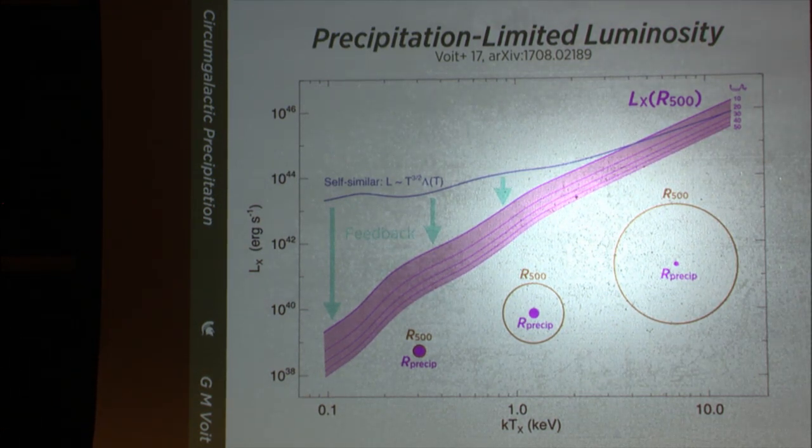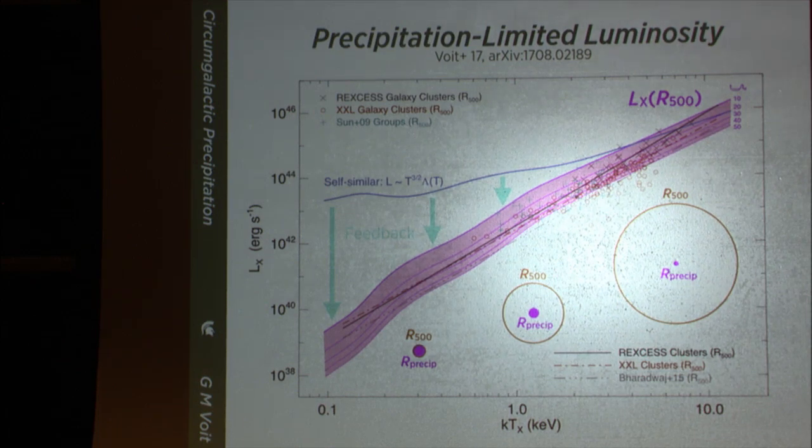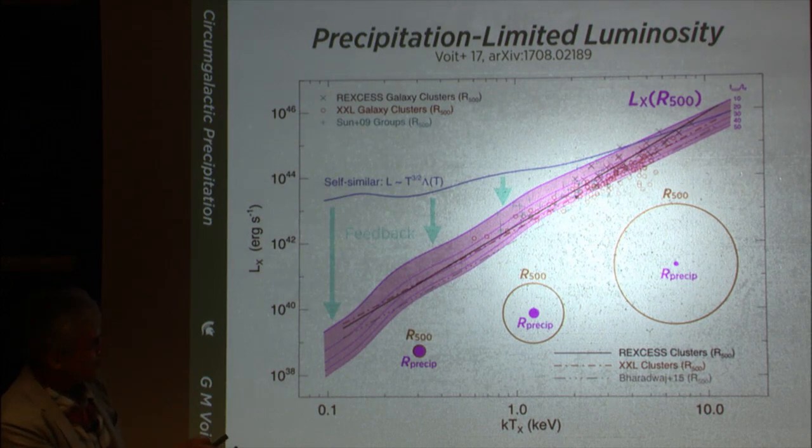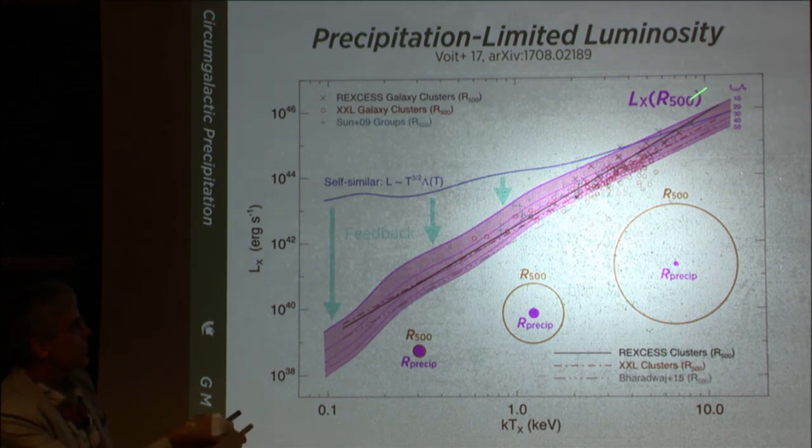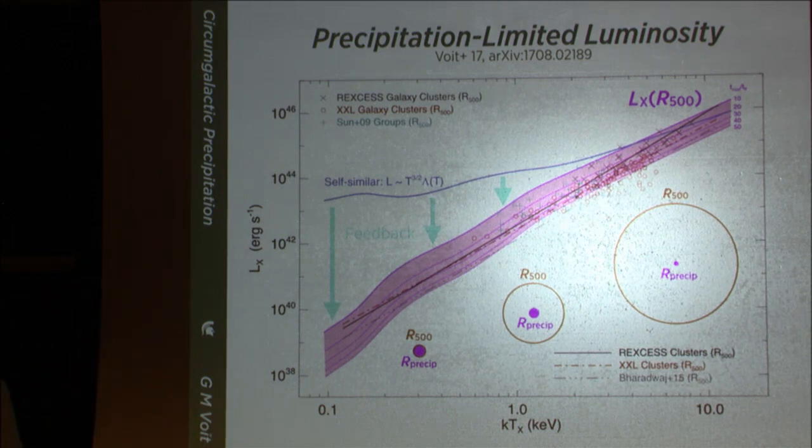Okay. If you look at galaxy clusters and groups out to R500, these are a few different samples, and it's probably no surprise that they are following this predicted relation pretty well. And if you fit those relations, you get these lines that continue to extend down to galaxy scales.